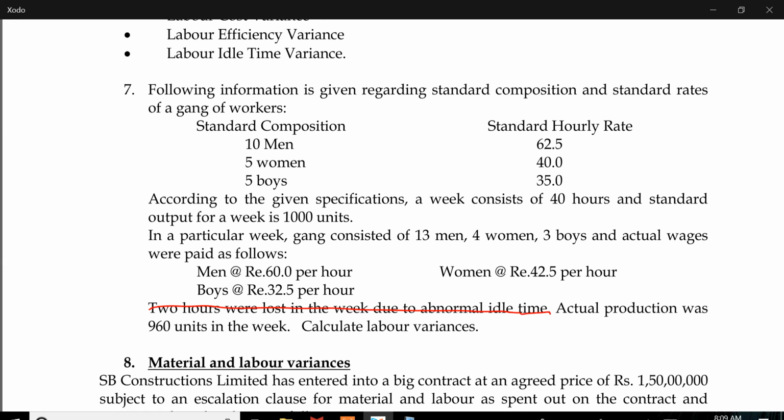I have removed one part, which is 2 hours were lost due to abnormal idle time. That part, I am removing it from the question. You can start doing it. Now coming to this question, there are 3 categories of workers mentioned, so it becomes multiple labor. It's without idle time because I've removed that line. Otherwise, it was a problem of multiple labor with idle time. We have already done multiple labor with idle time, so let's do the without idle time scenario. Let's put the chart.